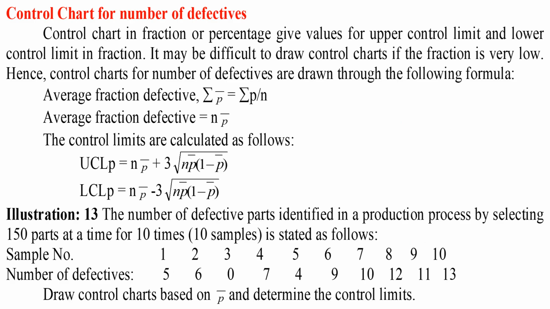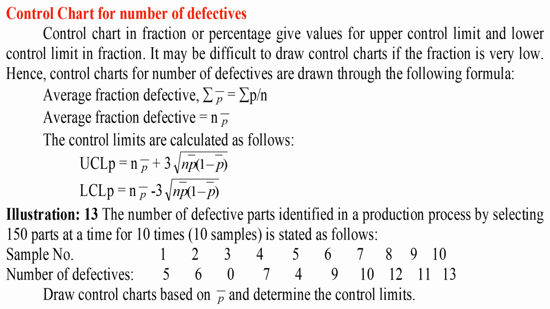Control chart for number of defectives. Control charts in fraction or percentage give values for upper control limit and lower control limit in fraction. It may be difficult to draw control charts if the fraction is very low. Hence, control charts for number of defectives are drawn through the following formula. Average fraction defective, sigma P bar equals sigma P by n. Average number defective equals n P bar. The control limits are calculated as follows.